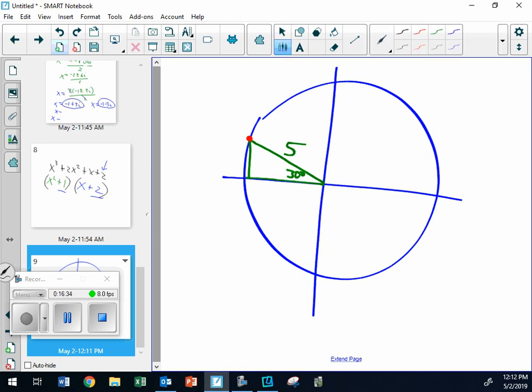The cis is pretty easy. 5 cis, and I can't say 30 though. And I can't even say pi over 6.